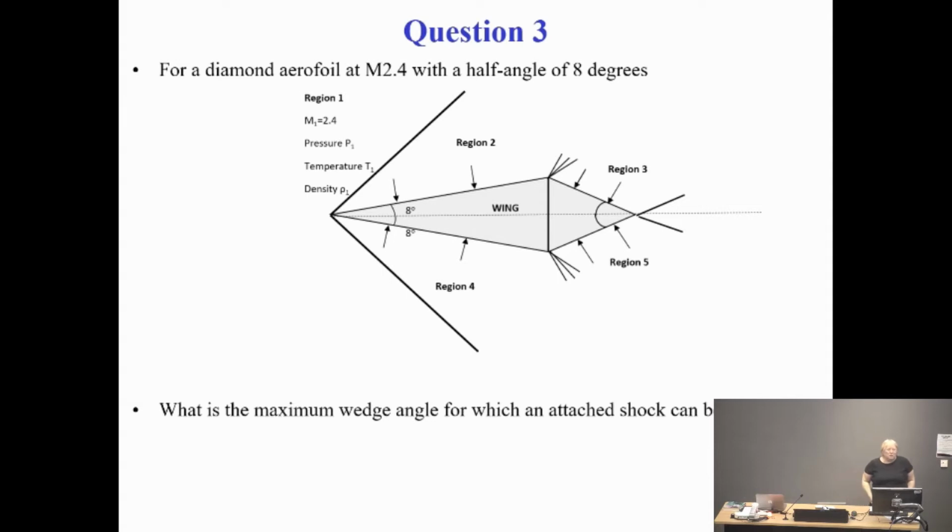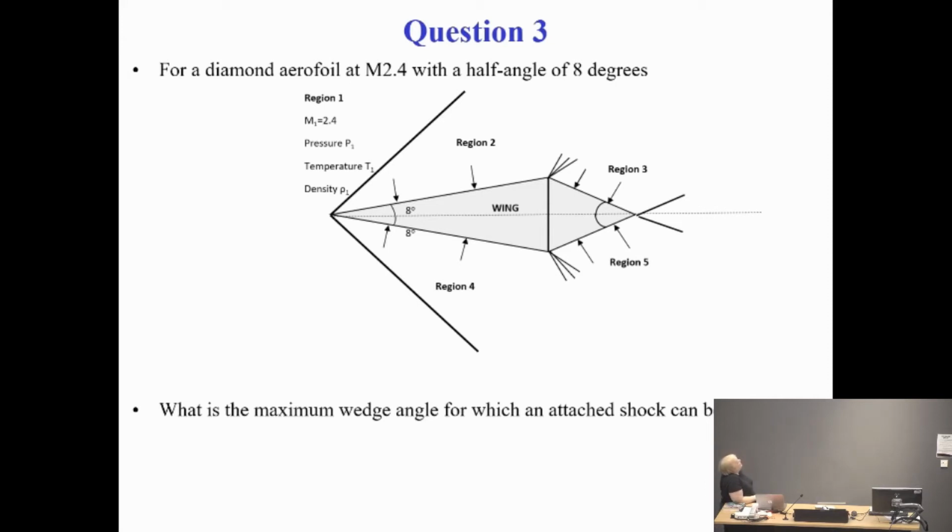So, back to a diamond aerofoil, in other words a wing, at Mach 2.4. The half angle deflection angle is 8 degrees, so we're still going straight along, 0 degree angle of attack, so the deflection is 8 degrees, Mach 2.4. What's the maximum wedge angle for which an attached shock can be produced? Slightly different this one. So okay, we're starting at 8, but that's actually a little bit of a red herring here.